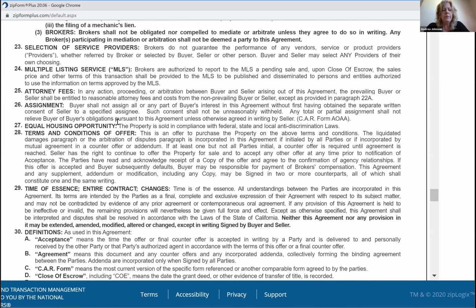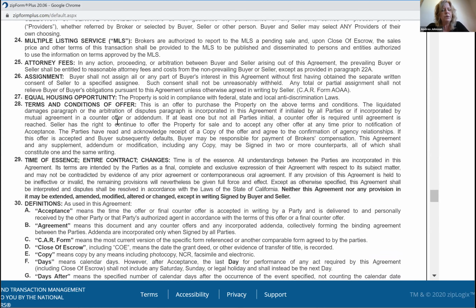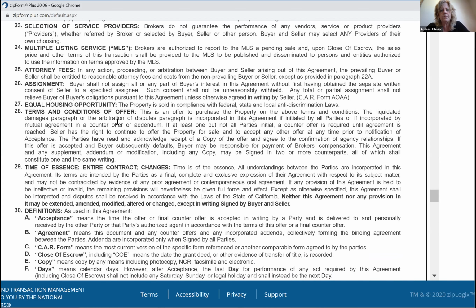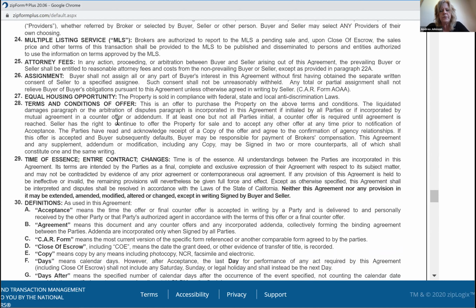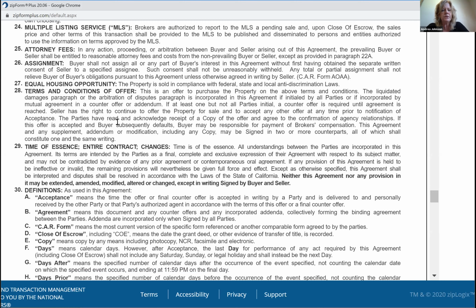This just talks about paragraph 24, multiple listing service. Brokers are authorized to report the results of the sale, put it in pending status once we have a contract, and report the terms of the sale to the MLS.